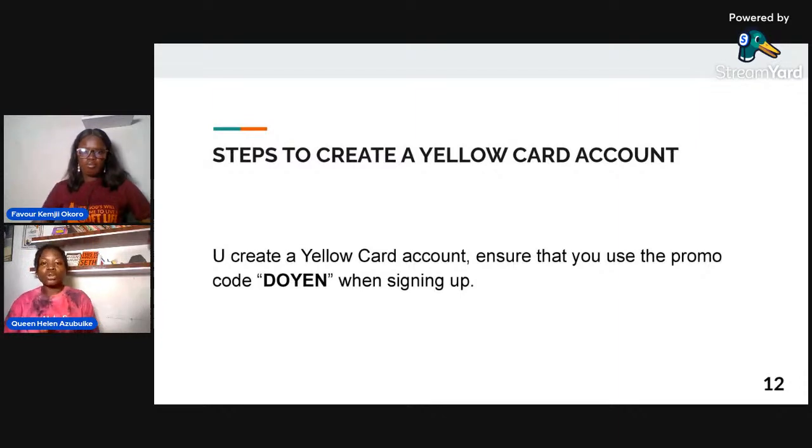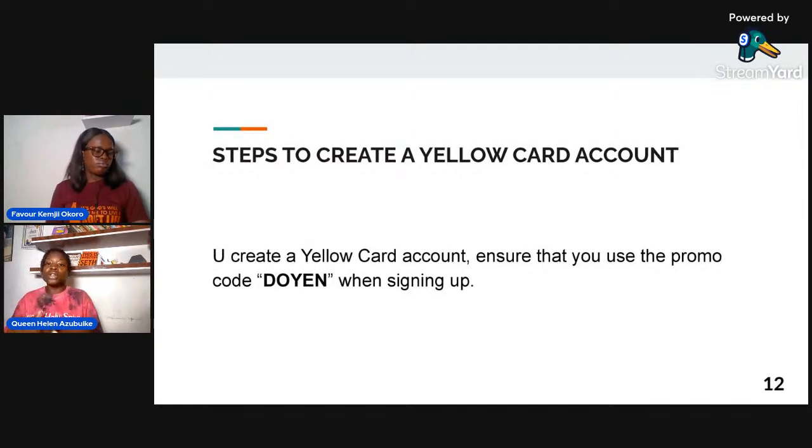I got a call. So just go to the Play Store or Apple Store and search for Yellow Card. When you get the Yellow Card app, another beautiful thing about it is that it's easy to understand. It's very, very simple. The UI and UX is such that if you sit down one night and open the app and look at it, you will know where to deposit, where to withdraw, and where to do what you need to do.